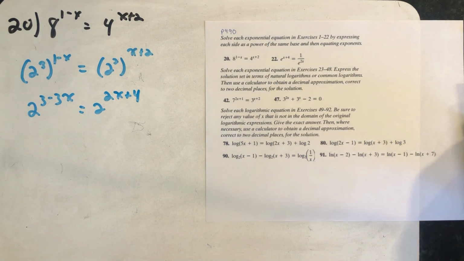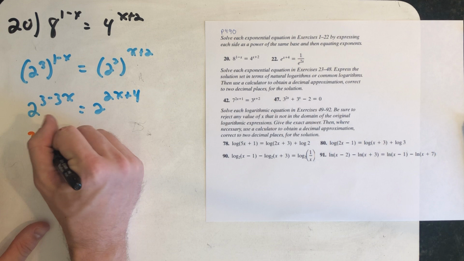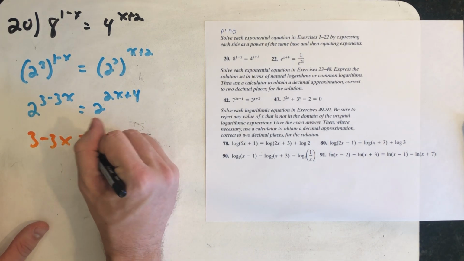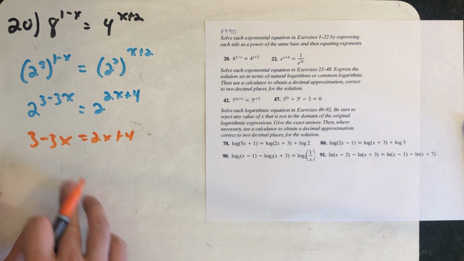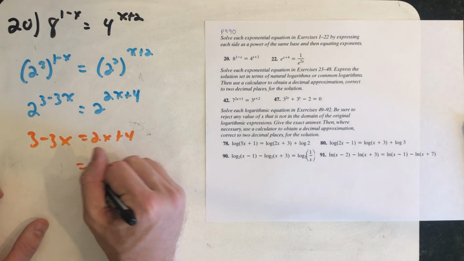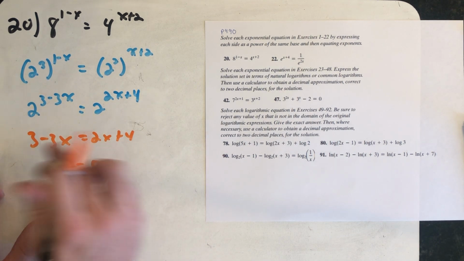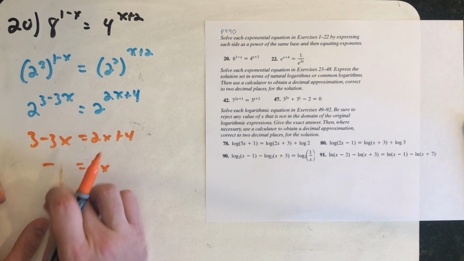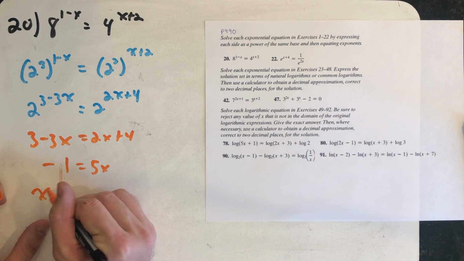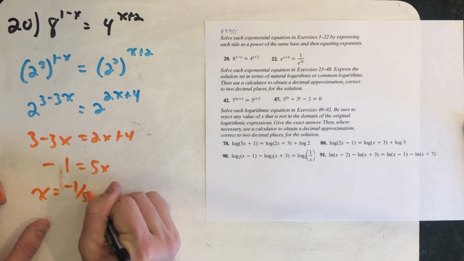It's in this step where both sides are 2 raised to a power, so I can just equate the exponents. So I want to get all of the x's on one side and all the constants on another. I'm going to add 3x to both sides and I'll get 5x. Take 4 away from both sides and I would get a minus 1. So I get x equals minus 1/5.